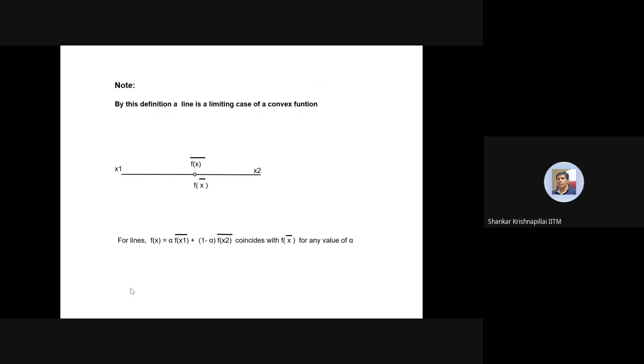And in case of a straight line, this condition is just satisfied. If you take a straight line, this f of x the whole bar will coincide with f of x bar. So it is like a borderline case, and a straight line is accepted as a convex curve, because the two will just coincide. The straight line is a limiting case of a convex curve in 2D.